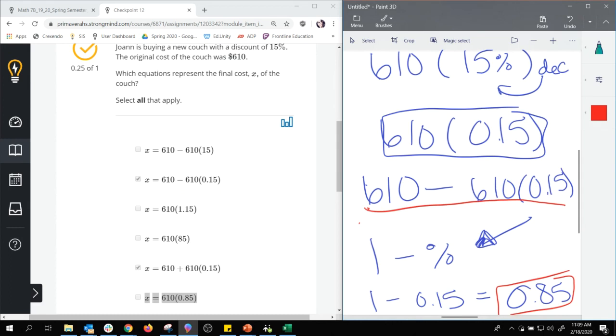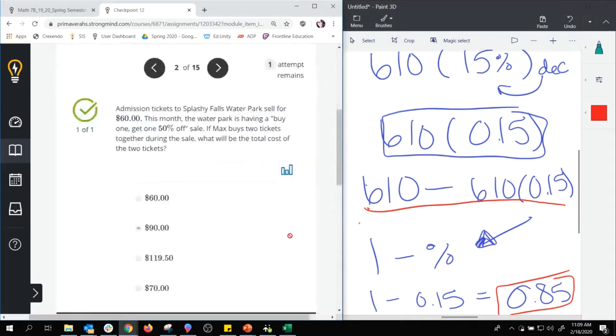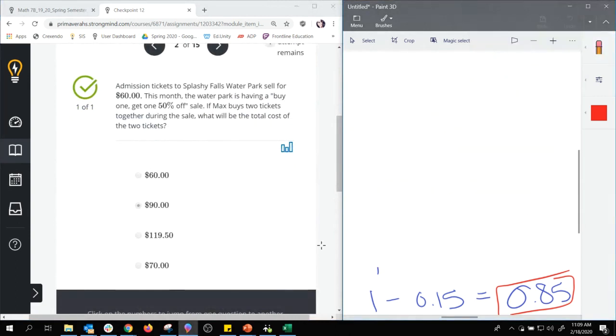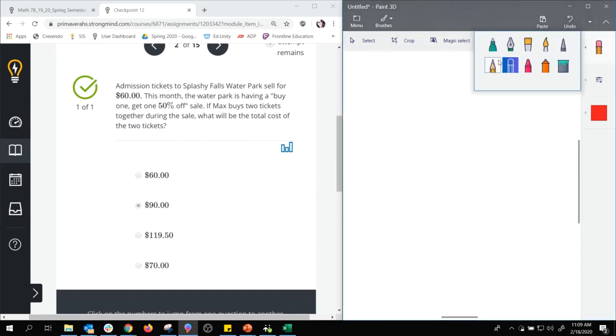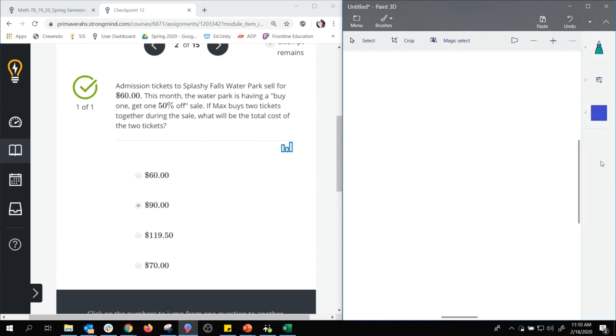You good? Okay. The next one, number 2. So let's see. Chelsea, you got this one right, but you still want me to go over it, which is fine. So on this problem here, it says that admission tickets to Splashy Falls Water Park sell for $60. This month, the water park is having a buy one, get one 50% off sale. If Max buys 2 tickets together during the sale, what will the total cost be of the 2 tickets?